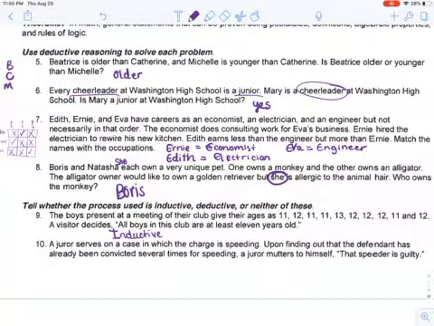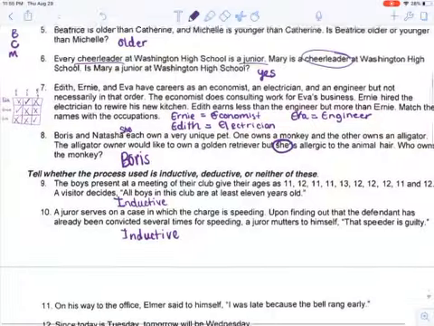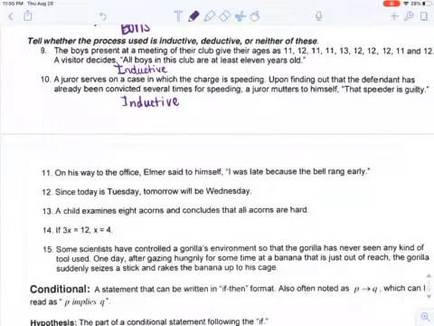Upon finding out that the defendant has already been convicted several times for speeding, a juror mutters to himself, "The speeder is guilty." Again, they're looking at a pattern of behavior, and they're using inductive reasoning. On to the next. On his way to the office, Elmer said to himself, "I was late because the bell rang early." This is not logical. He's not using reasoning. This is neither.